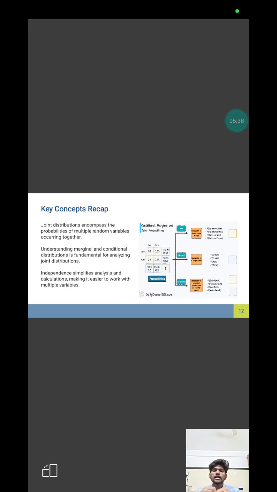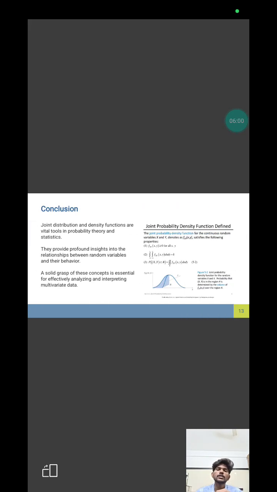Key concepts to recap. Joint distribution encompasses the probabilities of multiple random variables occurring together. Understanding marginal and conditional distributions is fundamental for analyzing joint distributions. Independence simplifies analysis and calculations, making it easier to work with multiple variables.